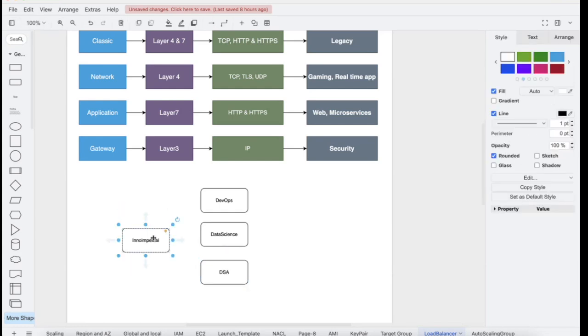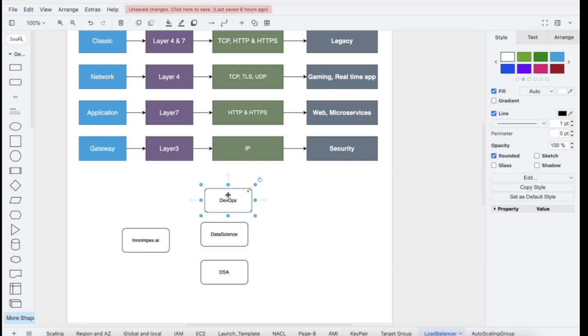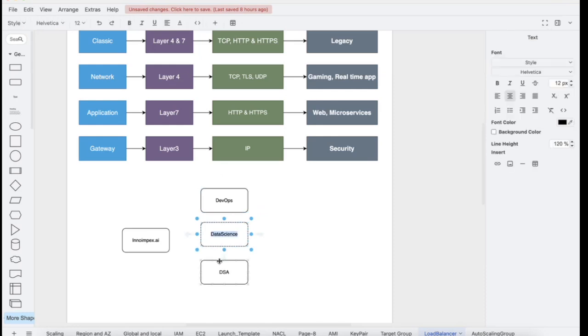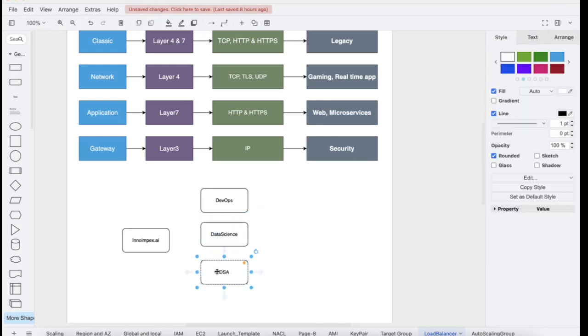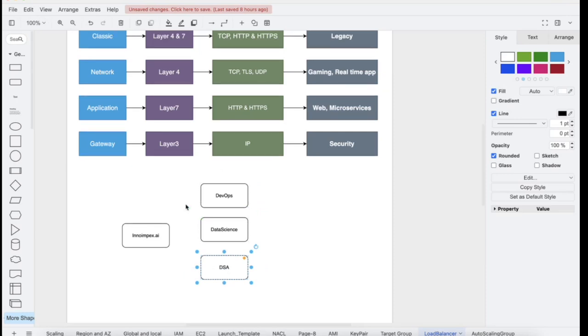Now, what will happen? The moment users come to this website, they will get these three course options. There will be different sets of users. Let's say a few users want to access only the DevOps course, a few only the data science course, and a few only the DSA course. Then they can order the course and make the payment on the website. So this load balancer takes care of responding to whichever courses are being accessed.